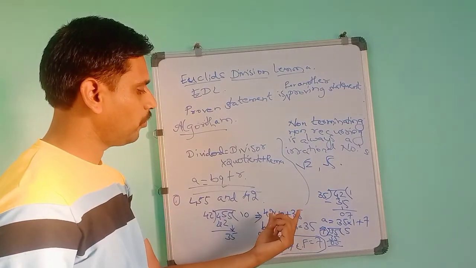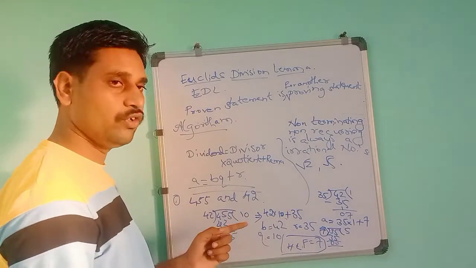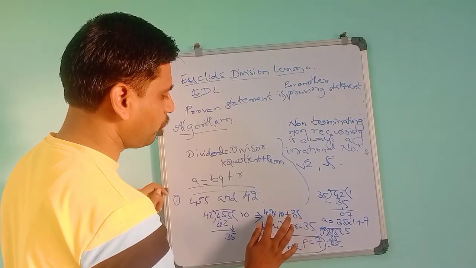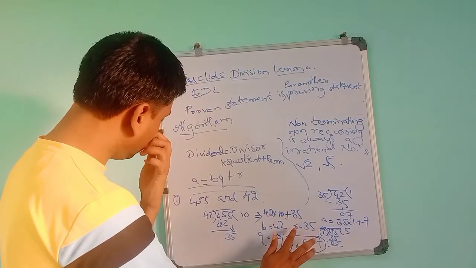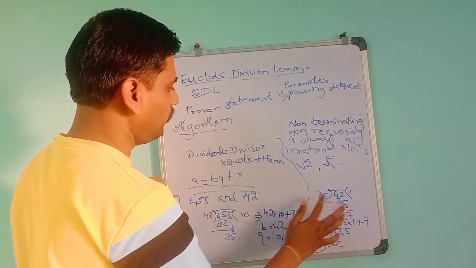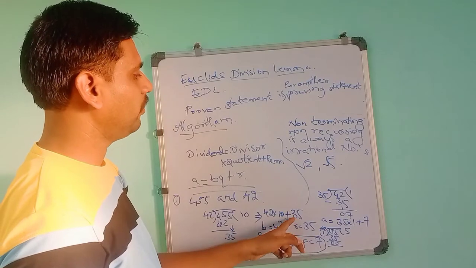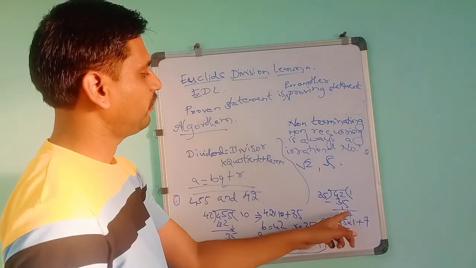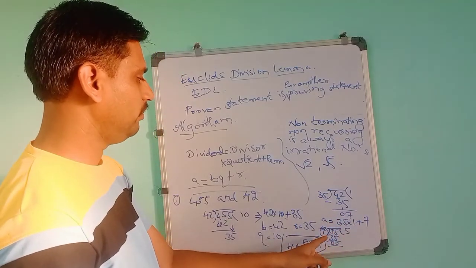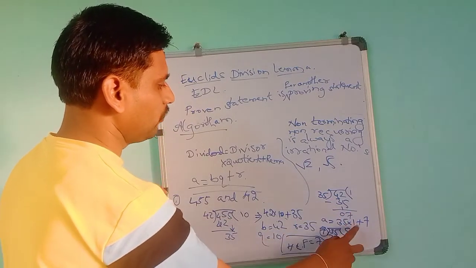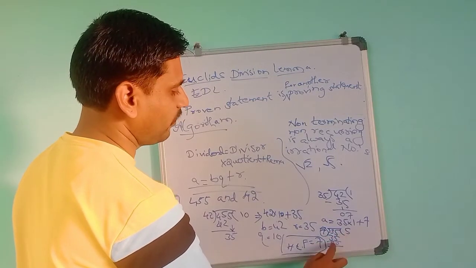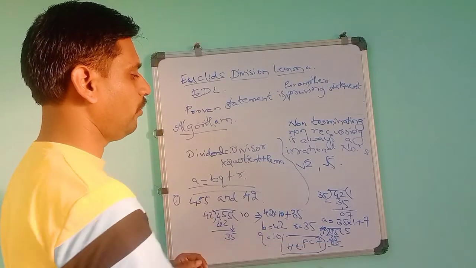Then this step will be continued until the remainder becomes 0. So in the next step, the divisor becomes the dividend and the remainder becomes the divisor. So 42 is the dividend and 35 is the divisor, and 7 is remaining. Then you have to continue because 7 is the remainder. 7 is the divisor and 35 is the dividend. 7 fives are 35, so the remainder will be 0.